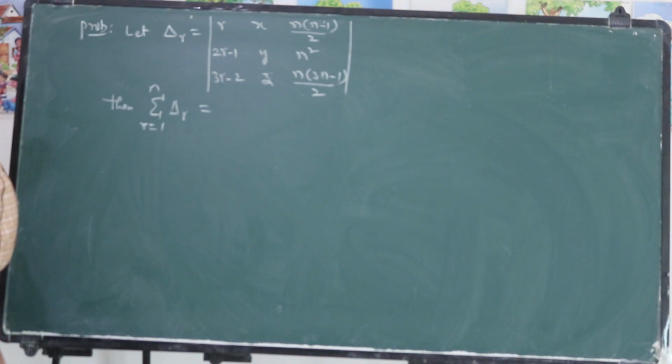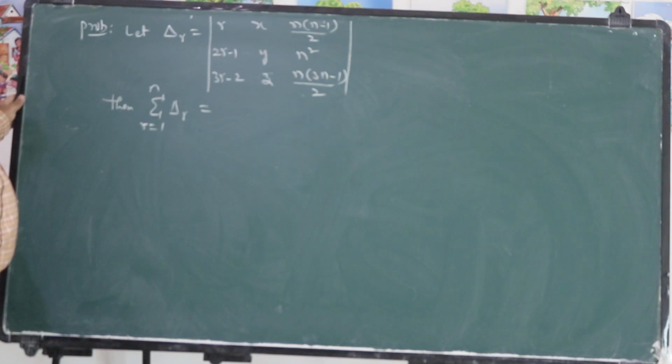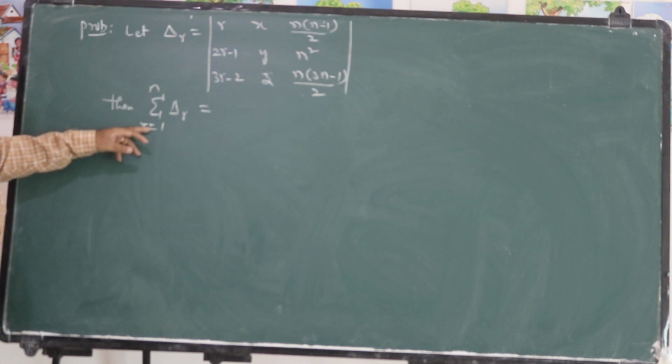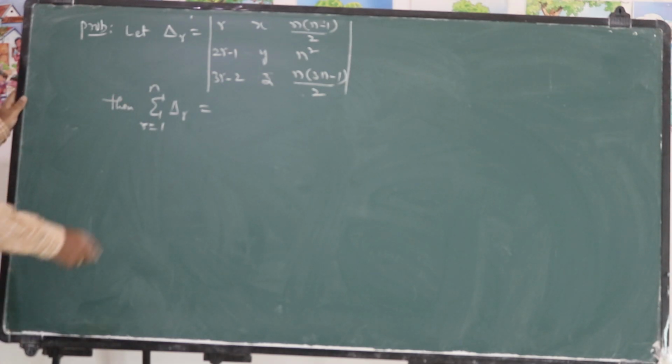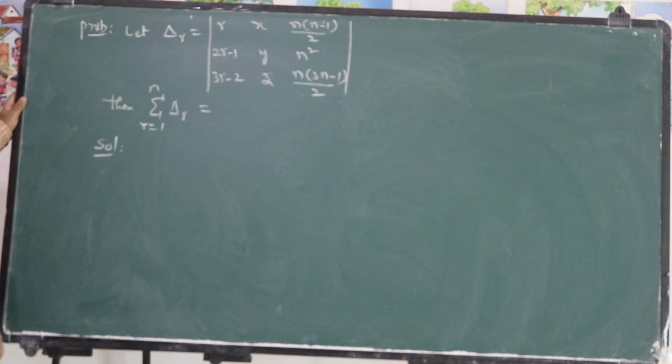Let delta r equal to the determinant with first row x, n into n minus 1 by 2, 2r minus 1, y, n square, 3r minus 2, z, n into 3n minus 1 by 2. Now you have to find sigma r equal to 1 to n delta r, the summation over the determinant.